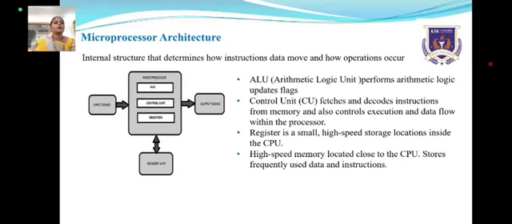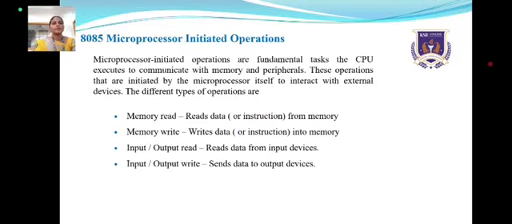ALU is the arithmetic and logic unit, performs arithmetic logic and updates flags. Control unit fetches and decodes instruction from memory and also controls execution and data flow within the processor. Register is a small high-speed storage location inside the CPU. Cache is high-speed memory located close to the CPU that stores frequently used data and instructions.